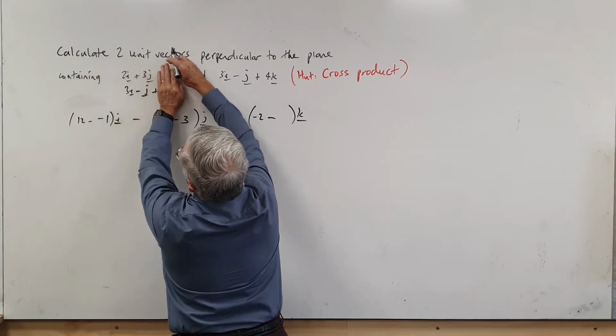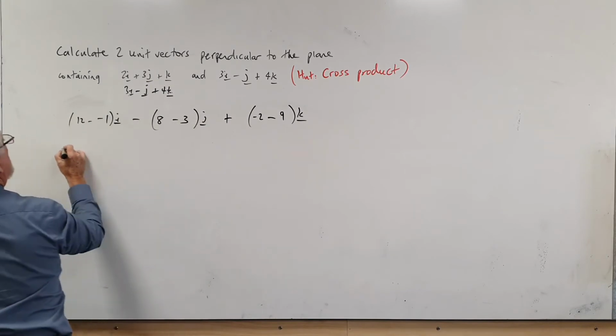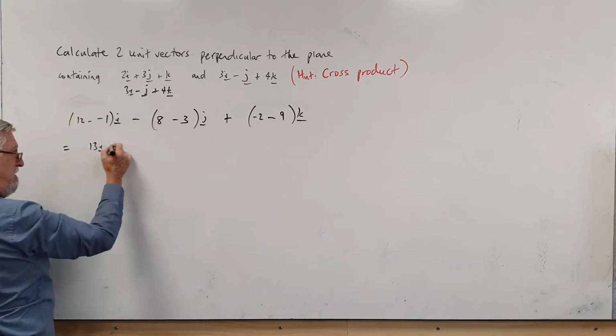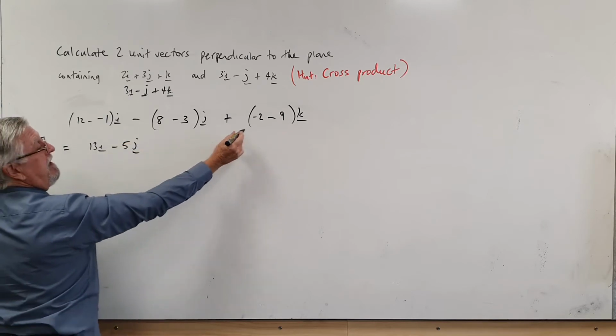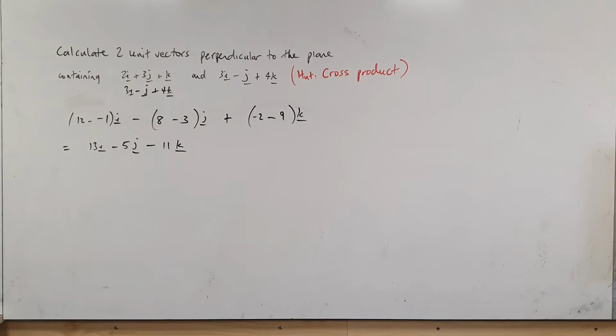What did I just do? That was right. Minus 2 and 9. Yeah. That's a plus. So I've got 13I. So I've got 5, so minus 5J. And I've got minus 11K. We're done, aren't we? So what could I call that?